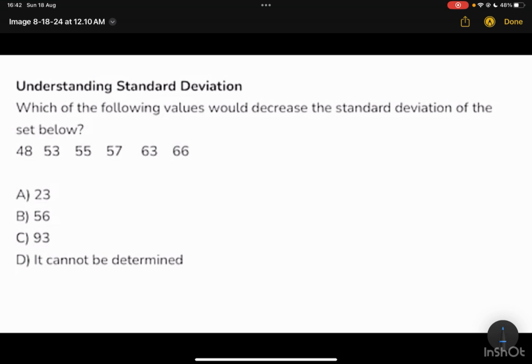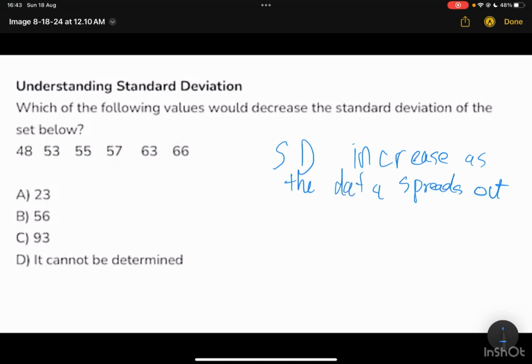We're going to move on with another standard deviation question. Which of the following values would decrease the standard deviation of the set below? 48, 53, 55, 57, 63, and 66. Firstly, we're going to understand what standard deviation means. It means that it increases as the data spreads out, and it decreases as the data is concentrated.